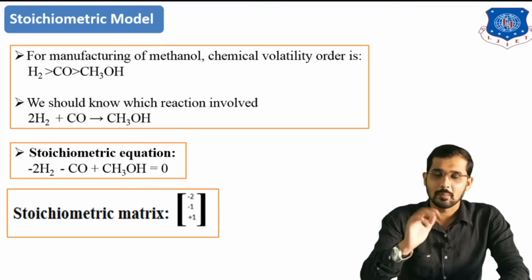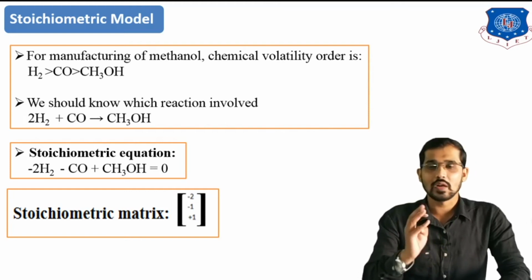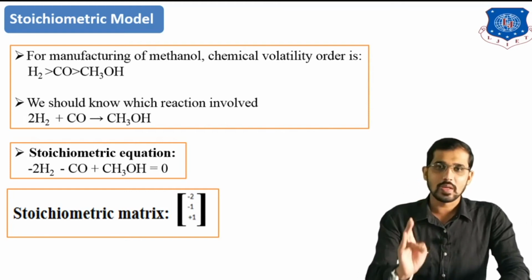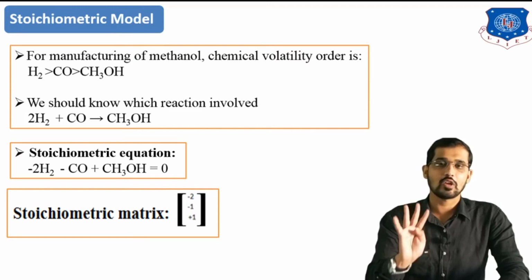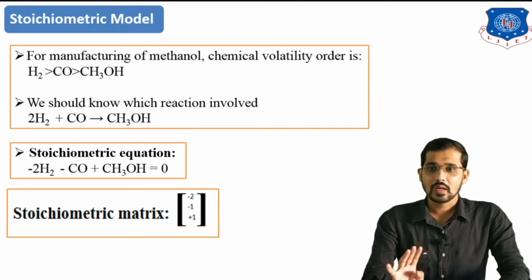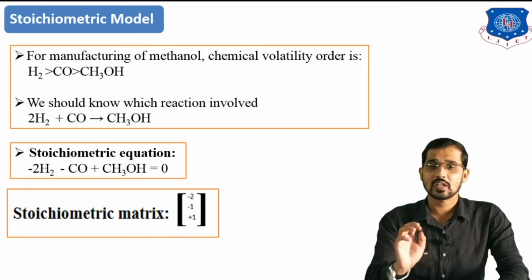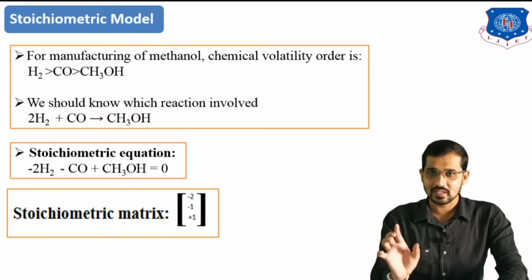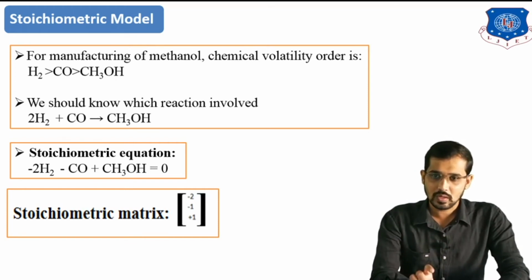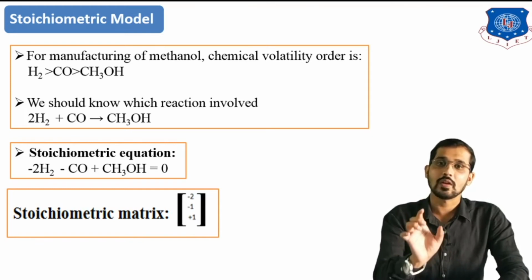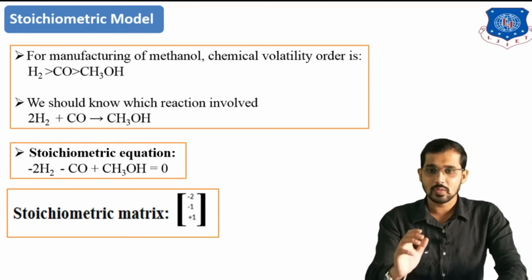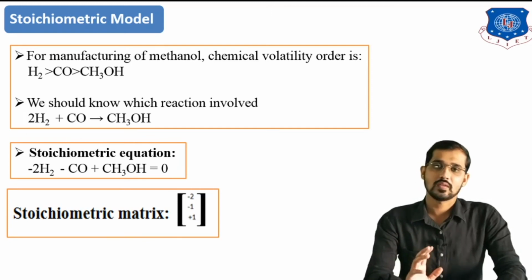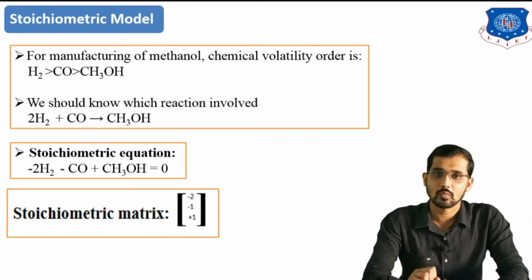I am repeating: in this model you should know the volatility of the components, followed by the reaction, followed by the stoichiometric equation, and the fourth one is the stoichiometric matrix. In the stoichiometric equation, you have to take all reactants to the product side. After that you collect all the stoichiometric coefficients in this manner, so the stoichiometric matrix for this question is minus 2, minus 1 and plus 1. So this is all about the stoichiometric model.